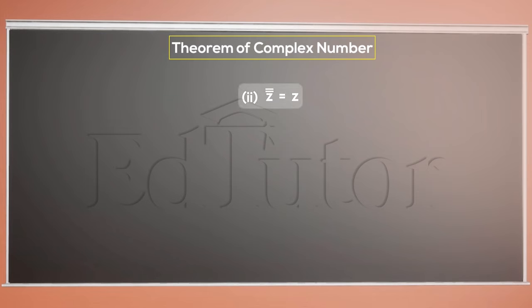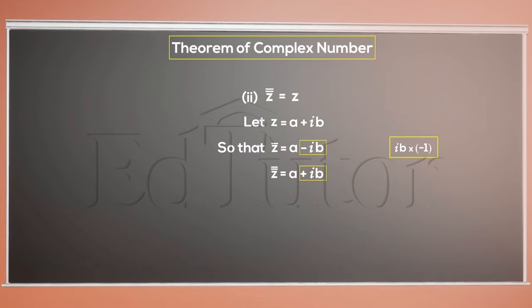Now, on to the next one. Double bars? That just means the conjugate of the conjugate. Let's begin with z and get its conjugate. Now, how do you take another conjugate of this z bar? Well, you simply multiply the imaginary part by minus 1 again. And there you have it. It's equal to our original complex number.